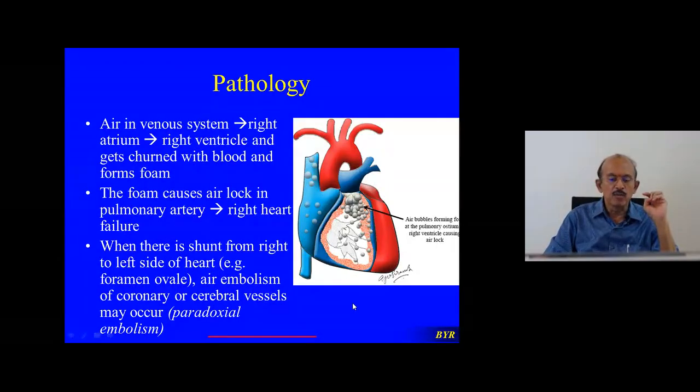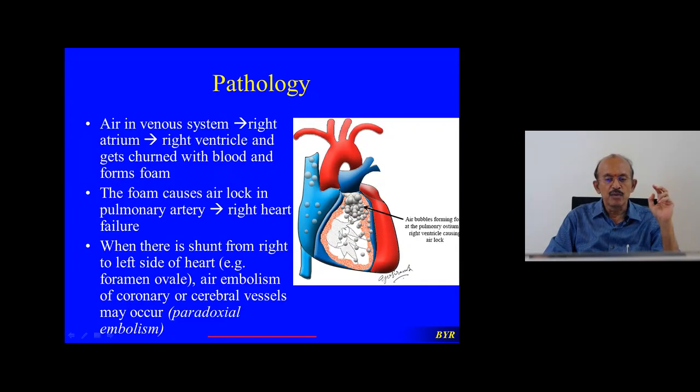When there is a shunt from right to left side of the heart, for example foramen ovale, then air embolism of coronary and cerebral vessels can occur, and this is called paradoxical embolism. So normally, if your heart is normal, the air will be blocking only the pulmonary ostium. It won't go into the arteries. So there is no arterial obstruction.